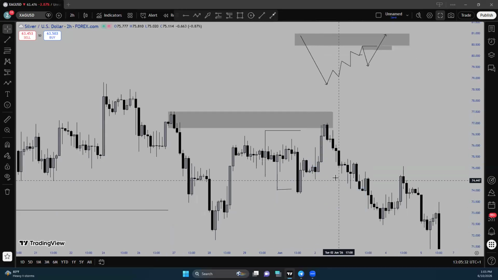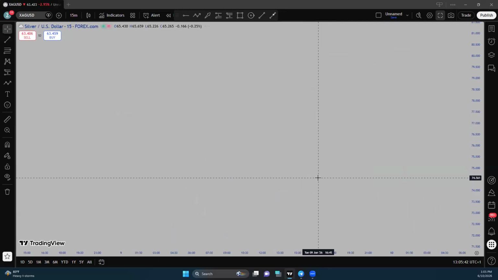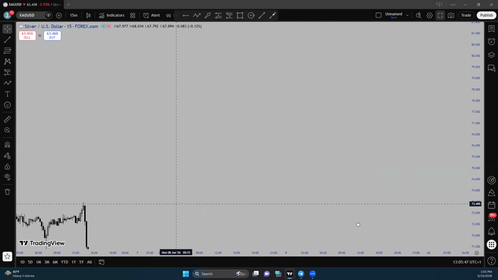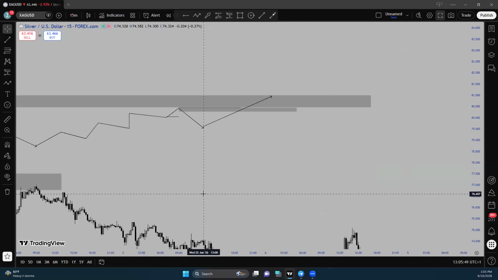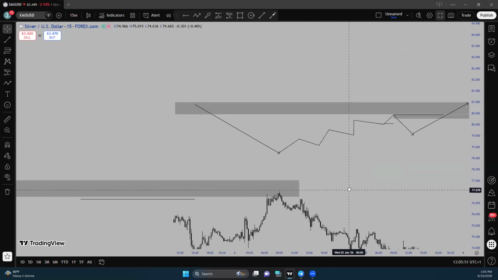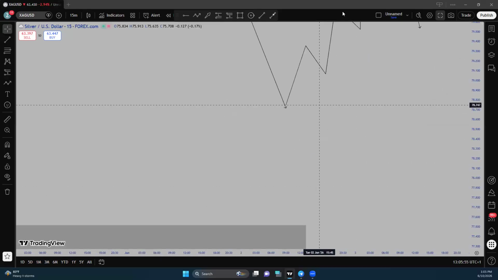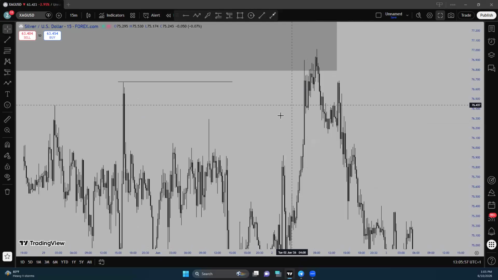To use confirmation entry, when the market taps into our high time frame supply zone, we go to a lower time frame to look for the same structure. So let's try the 15-minute time frame at that zone the market tapped into, to see if we have a market structure shift or a liquidity sweep. These are the two types of confirmation we want to see. So if you come to the zone, let's read the structure.